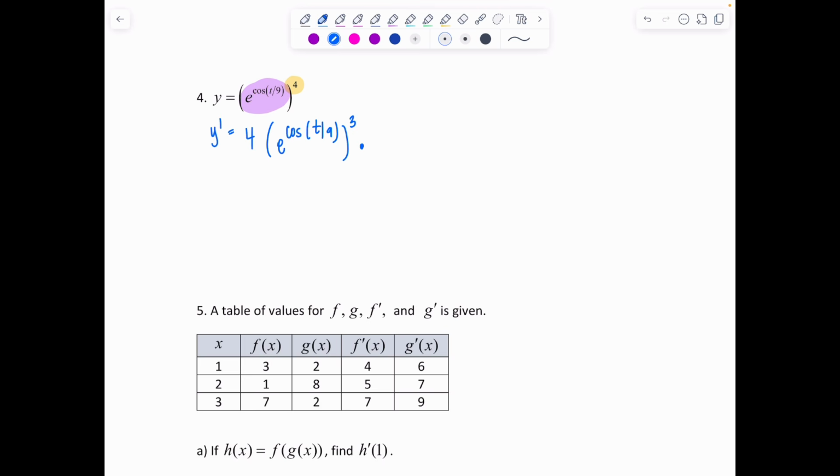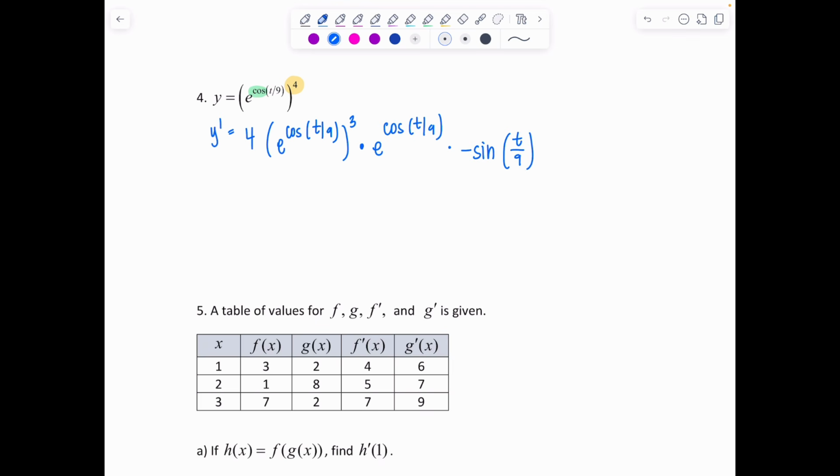Okay. Now we move on to the next layer, times. Well, what's the next layer? You basically have e raised to the something. So what's the derivative of e to the something? It's e to the something. Don't do anything to the something. Now you can move to the next layer. What's the next layer? The derivative of cosine something. So the derivative of cosine something is negative sine something. We're almost there, guys.